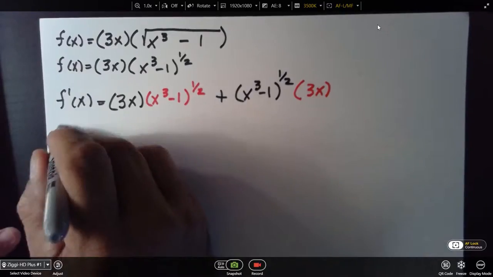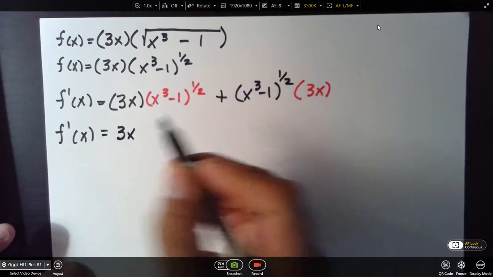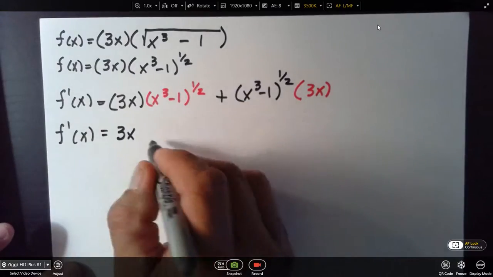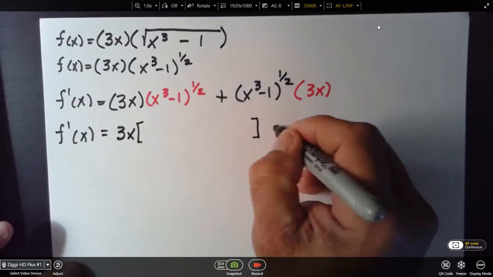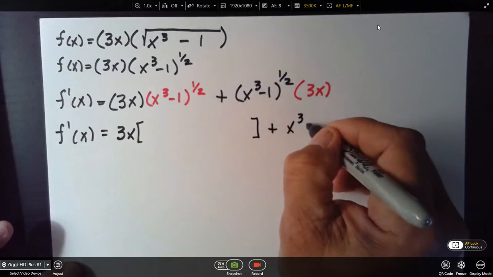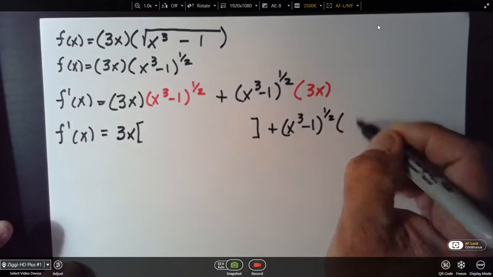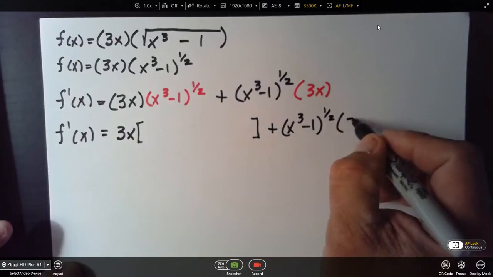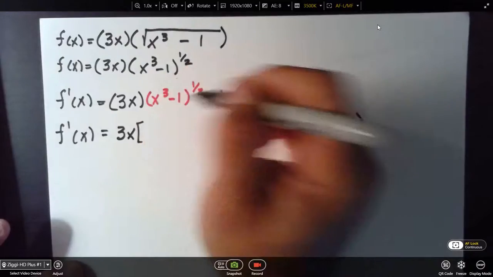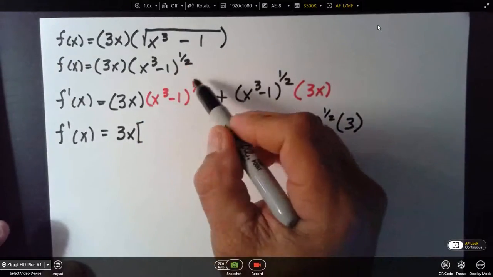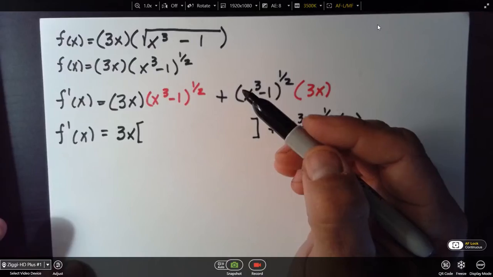So f prime of x is equal to 3x. We've got to use the chain rule here, so I'm going to leave this blank right now. Plus (x to the third minus 1) to the 1/2 power times the derivative of 3x, which is 3. Now, I've got to do the chain rule here. Why? Because I've got a big old parenthesis and I've got an exponent. And when you see parentheses and an exponent, that usually means you're going to use the chain rule.